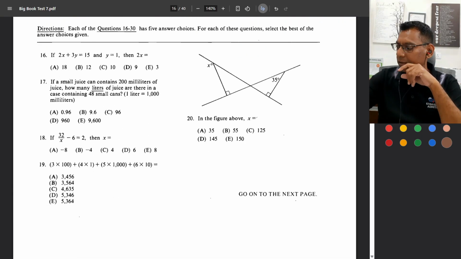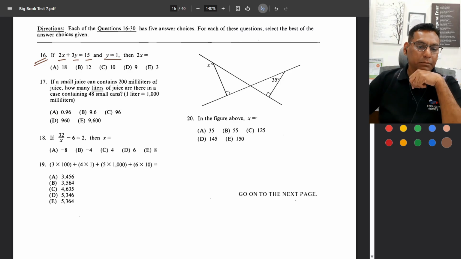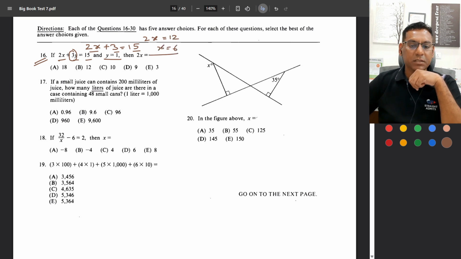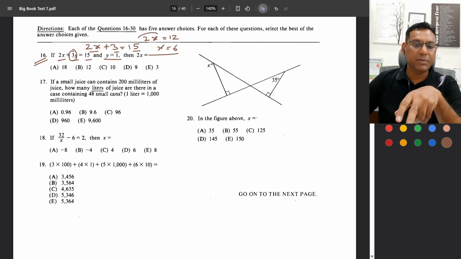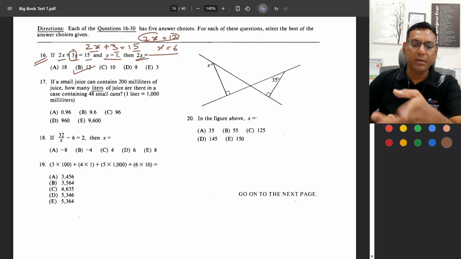Okay, let's look at the next set of questions. Question 16. If 2x plus 3y is equal to 15 and y is equal to 1, so 3y is going to be 3. So basically I am told that 2x plus 3 is equal to 15. If 2x plus 3 is 15, so 2x is 12, x is equal to 6. But they are not asking me x, they are asking me 2x. So 2x is going to be 12. Answer choice B. Fairly straightforward question.